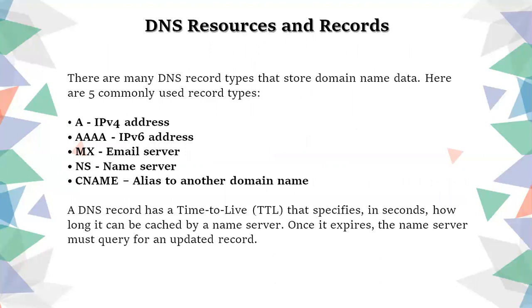So what are DNS resource records? There are many DNS record types that store domain name data. Here, A represents an IP version 4 address, and AAAA represents an IP version 6 address. MX talks about the email server. They have different databases and resources to identify. This is used to identify the particular database, web servers. NS is the name server, and CNAME is an alias to another domain name, an interconnecting part. A DNS record has a time to live, specified in seconds, for how long it can be cached by the name server. Once it expires, the name server must query for an updated record.